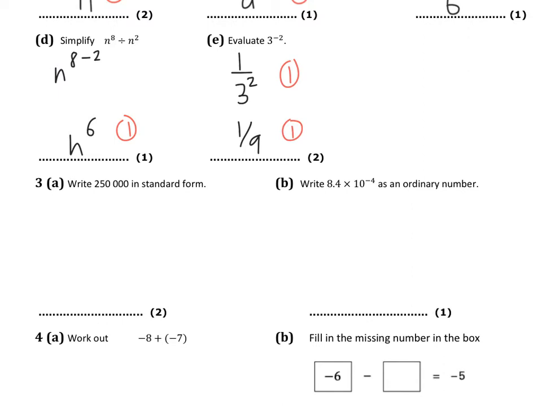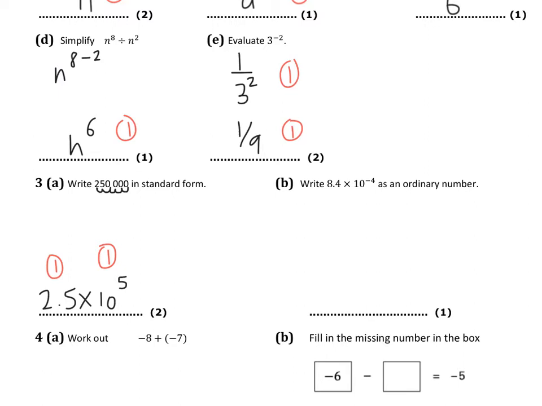Write 250,000 in standard form. The number has to be between 1 and 10. So that would be 2.5. And then you multiply that by 10 the number of times that you need to. So with the decimal point, I've put it in here between the 2 and the 5. Then it will go once, twice, 3, 4, 5 times. So I've got to multiply 2.5 by 10 5 times in order to give 250,000. So 1 mark for 2.5 and the second mark for multiplied by 10 to the 5.